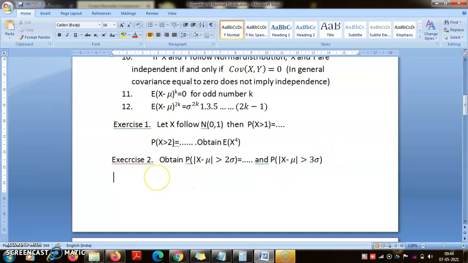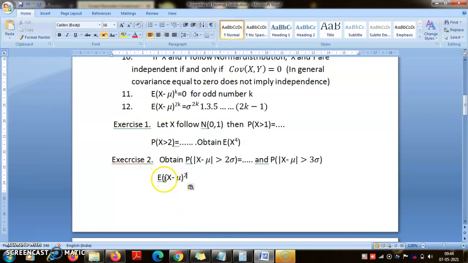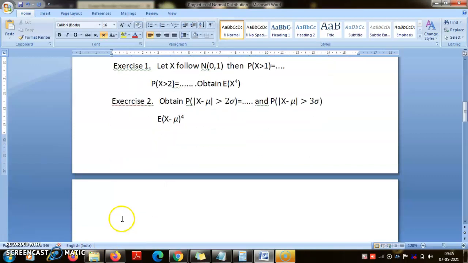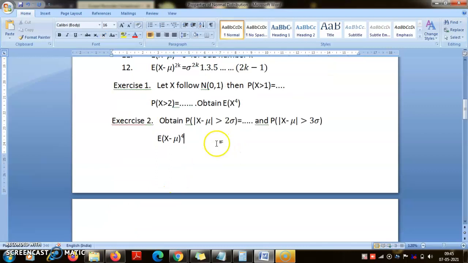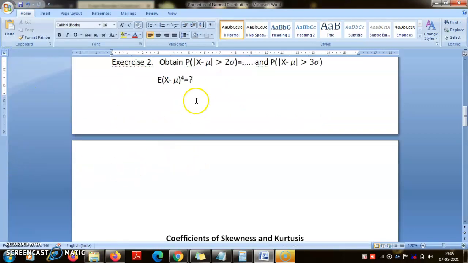Let me add another exercise: what will be the expectation of (x minus mu) raised to the power 4? Take x minus mu square, which is obviously sigma square, the variance, and I have raised it to the power 4 as well. So how much will that be? You tell me. Typing it is extremely difficult, so you have to tell me what the formula is here. How much? Okay, so these are some important properties of the normal distribution. I want you to carefully study them and solve this problem.